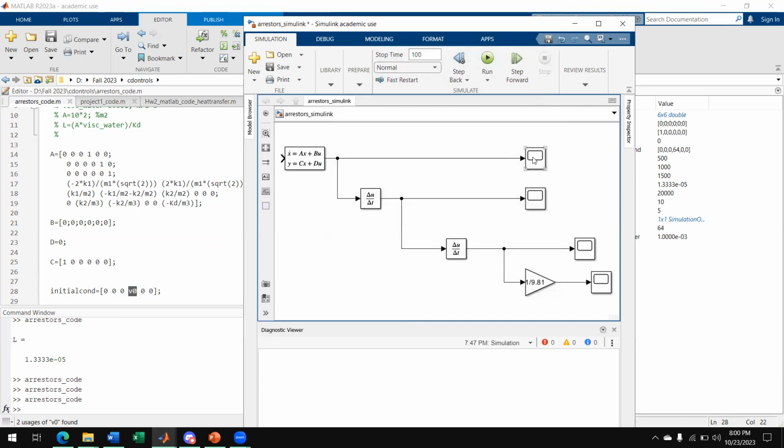Then I had a scope connected to this state space function, meaning that this scope would show the displacement. I took the derivative of the displacement, which defined the velocity. I took the derivative of the velocity, which defined the acceleration. And then I divided the acceleration by 9.81 to see how my G-force was acting on the pilot as the landing happens.